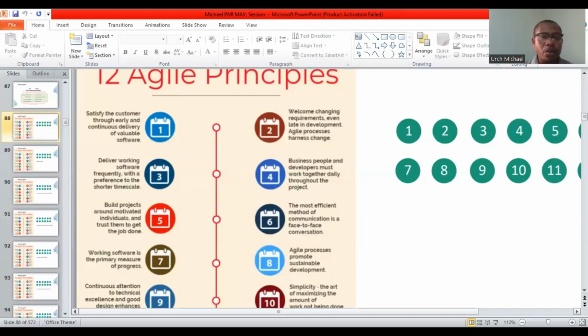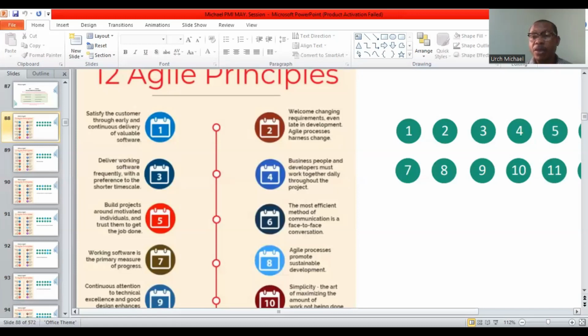Also, you build projects around motivated individuals and trust them to get the job done. I talked about investment into human resources, into your team. So in the agile mindset, team building is a very basic factor. You see how you can build projects around people who are motivated and trust them to get the job done.